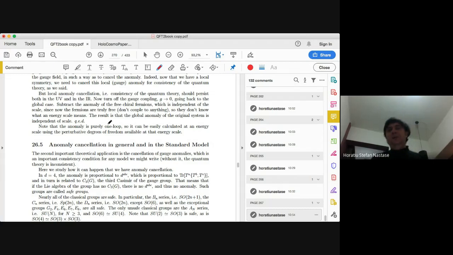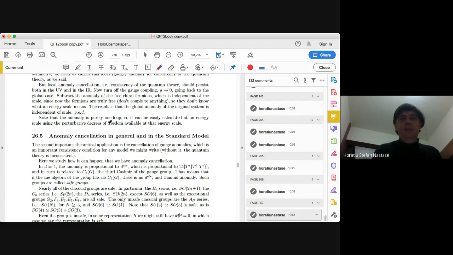So this is a very powerful thing: we calculate the anomaly at some energy scale that we know, and then we propose that there's an effective field theory at some other energy scale, and we calculate its anomaly, and we see if it matches the anomaly that we know.